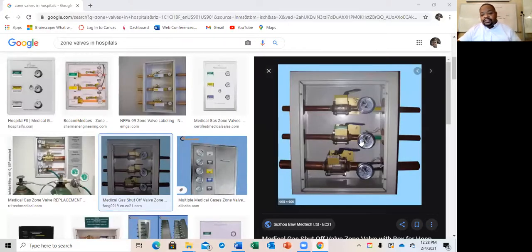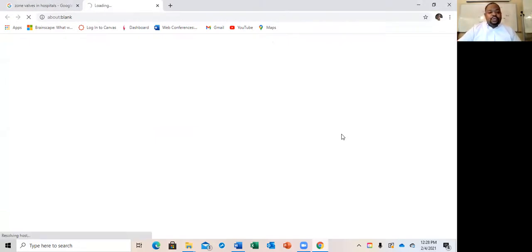See this? This is considered to be a zone valve. Now you wouldn't see these parts. This is in the wall. This part right here will be in the wall. This part is what you can access. It'd be a little space in the wall, just like this, that you can access to turn off those valves.